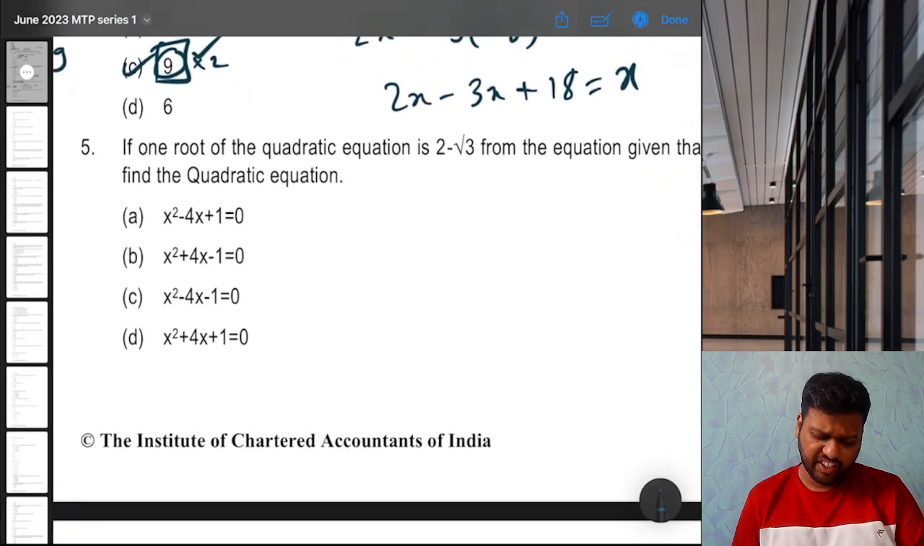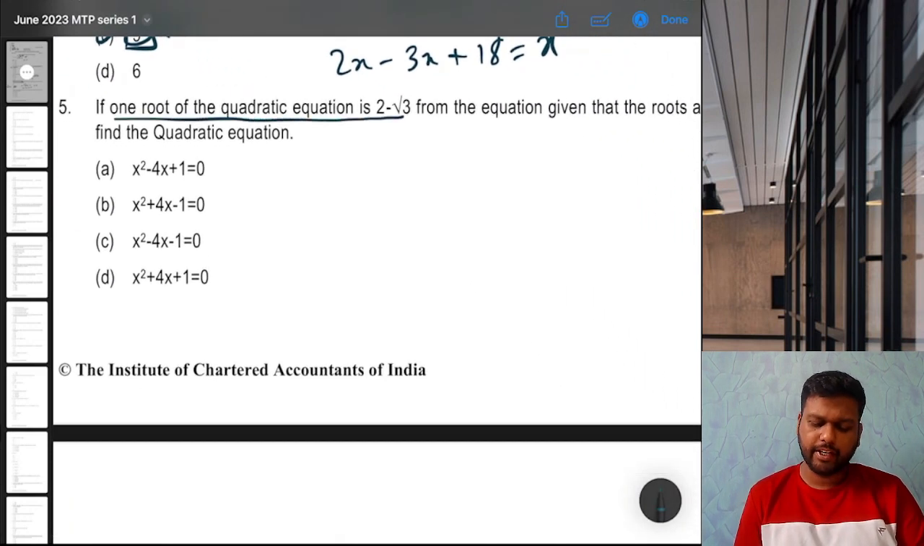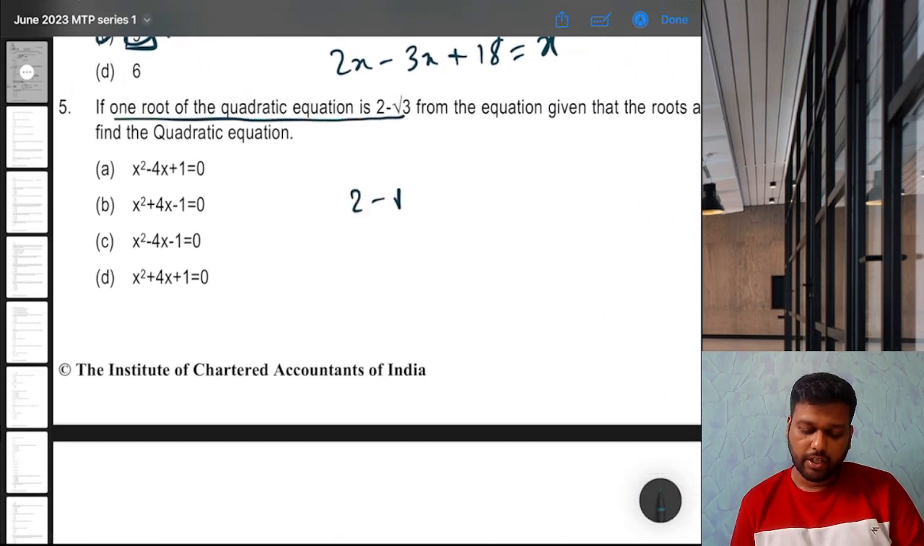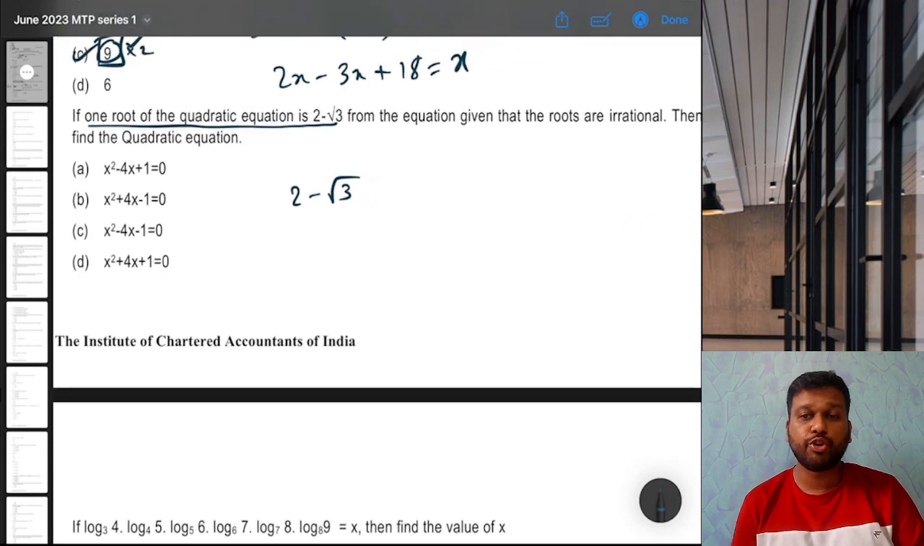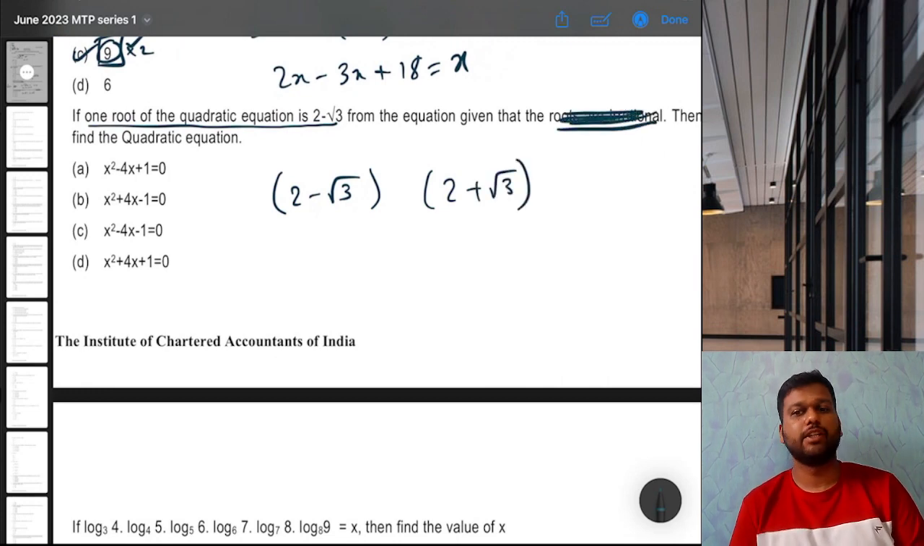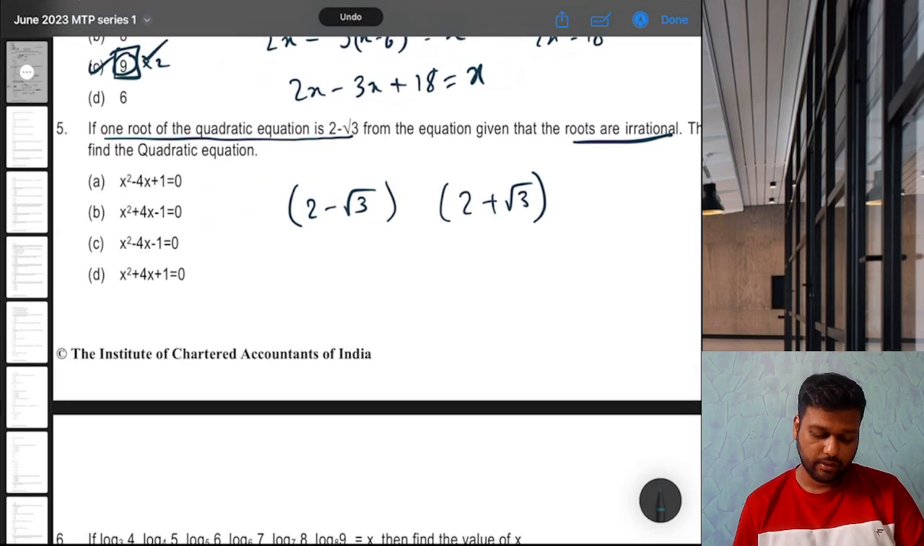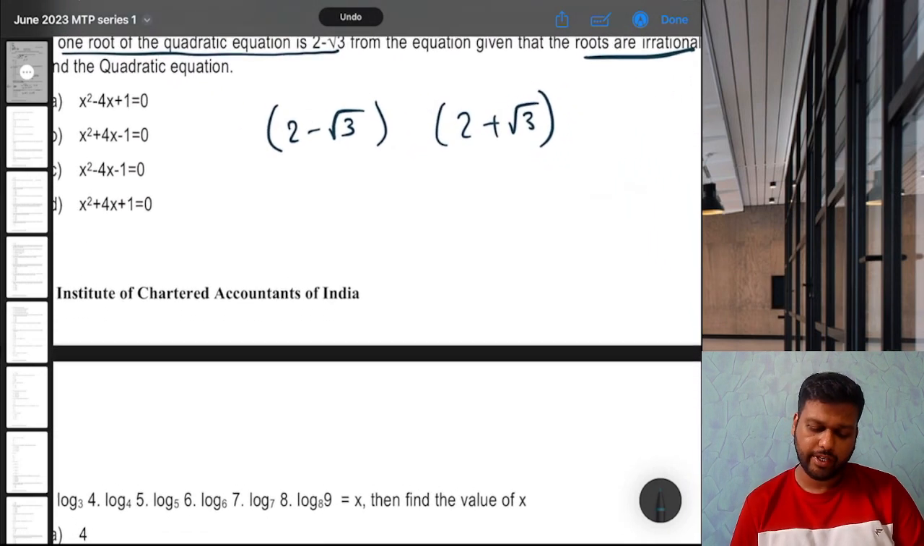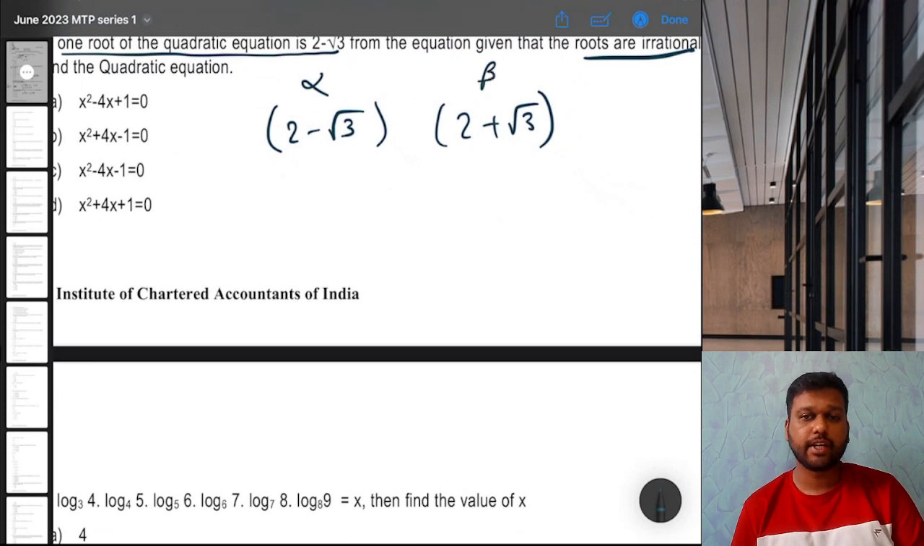Fifth, if one root of the quadratic equation is 2 minus root 3, if roots are irrational, then they have to be conjugates of each other. That means the other root has to be 2 plus root 3. Okay. Given that the roots are irrational, there was no need of this. Then find the quadratic equation. We know the first root, we know the second root.